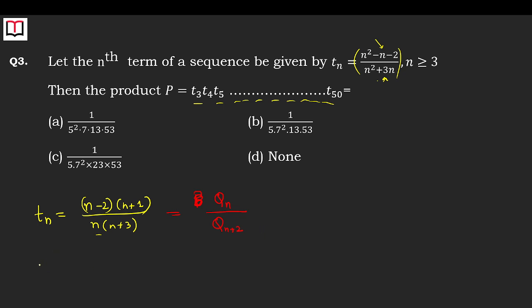Now how will it help? See, so your P is actually T3. So n is 3. So let's write it. So it will be 3 minus 2, which is 1, into 4 upon 3 into 6. Then n is 4, so 4 will be 2 into 5 upon 4 into 7. Now see, next, 3 into 6 upon 5 into 8.